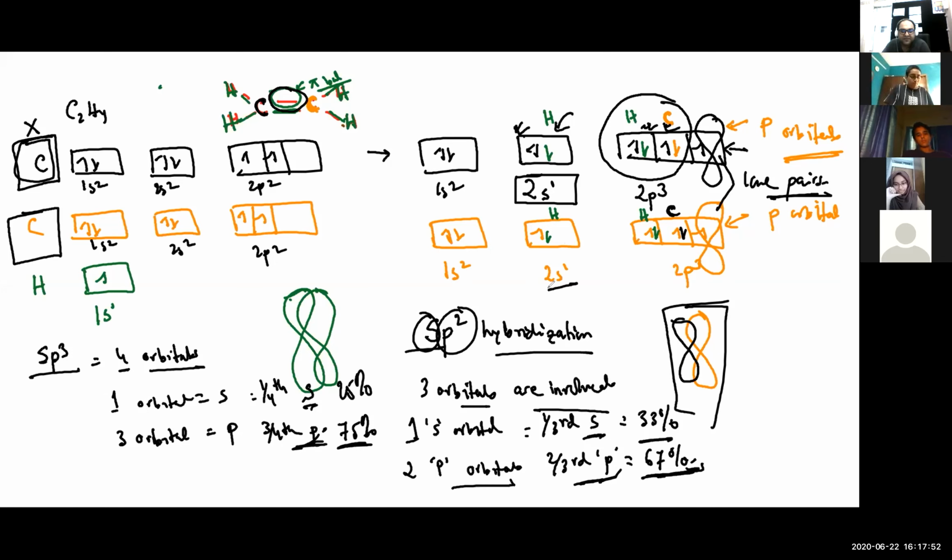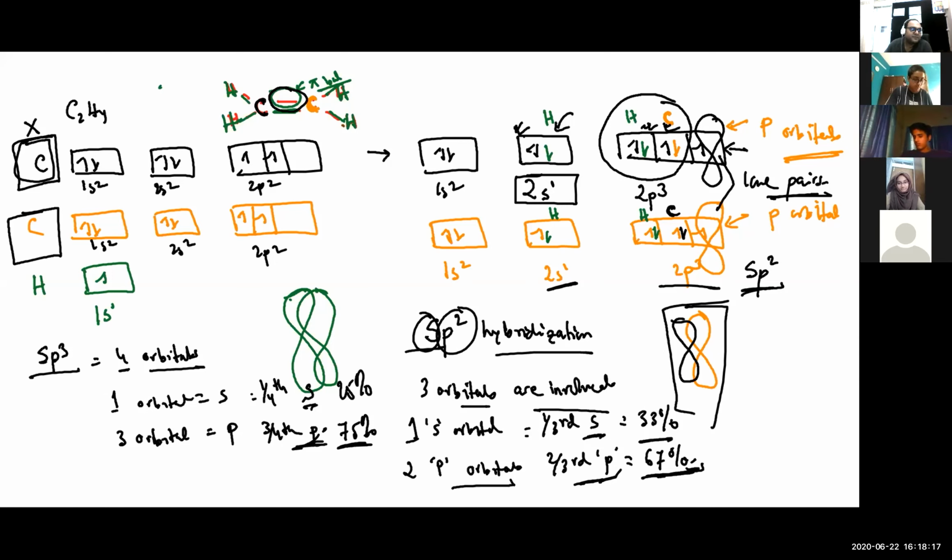How many s are involved? 1. How many p are involved? 2. So what is this hybridization? sp2 hybridization. Do you understand? That was Wasima's question, wasn't it? Yes sir.